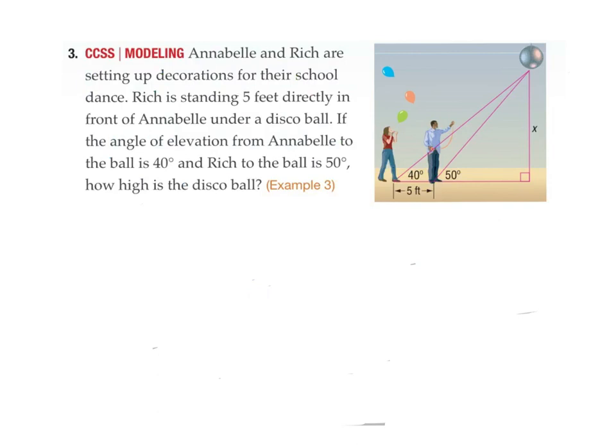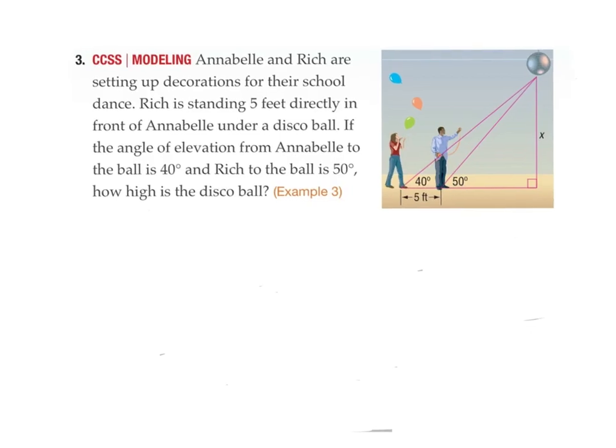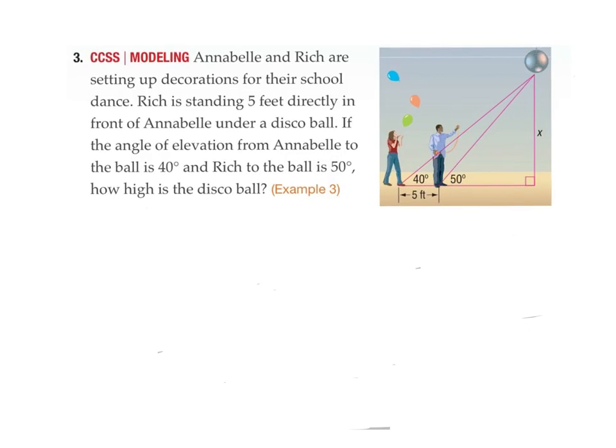All right, you've got Annabelle and Rich. You don't know the distance from directly underneath the ball to Rich, but you know his angle of elevation is 50 degrees. Annabelle is 5 feet further on than him, and she's got an angle of 40 degrees. And what it's asking you to find is the height of it, which is your x.